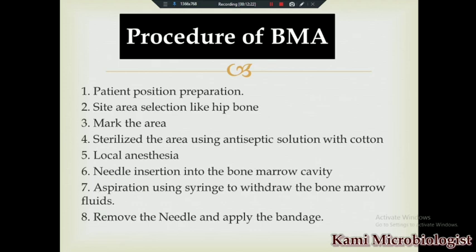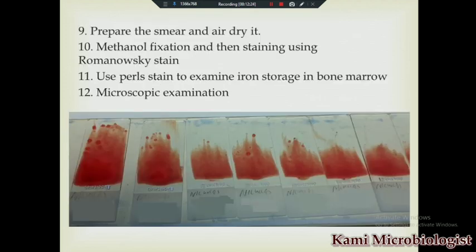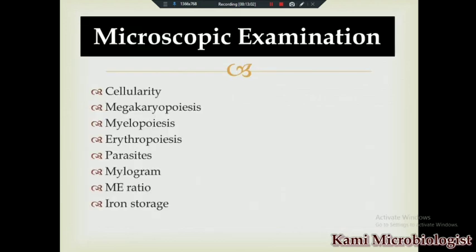We will cover the specific area with the bandage, and after that we will make the smear. We will put small drops of the bone marrow onto the slide and make the smear, as you can see. We will take almost 10 slides and prepare 10 slides. After that we will fix these slides using methanol and stain them with the Romanowsky stain, like Leishman and Giemsa stain. After that we will use the Perls stain to see the iron storage in the bone marrow. Once the staining and fixation process is done, it is ready for microscopic examination. So this is the procedure.